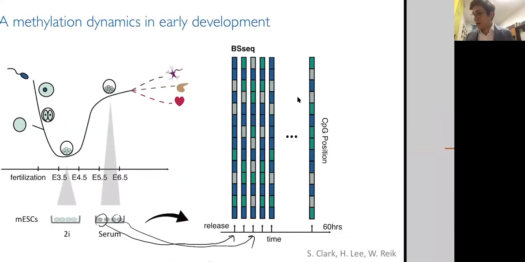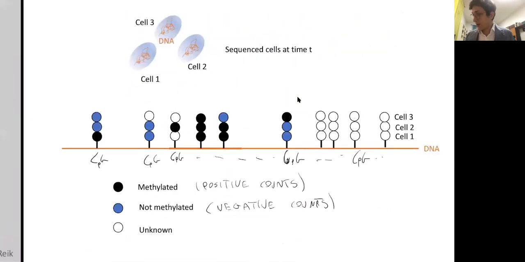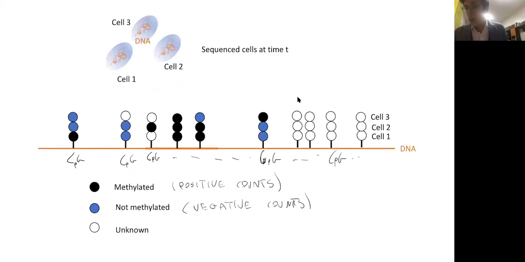Okay, if I can change it, perfect. So this is really a very toy picture of how the data set will look. For example, we extracted 3 cells. Of course, in the experiment many more cells are extracted, and the DNA is extracted from many more cells. So we have cell number 1, cell number 2, cell number 3. And we know what the CpGs in these cells are, so the ones that can be methylated.